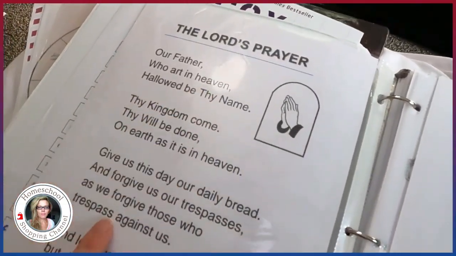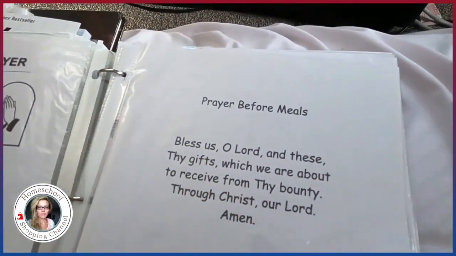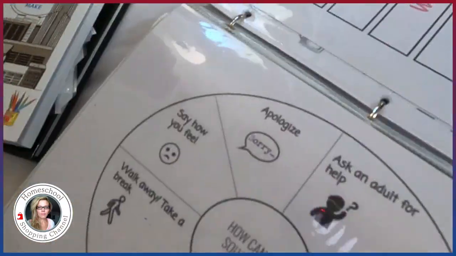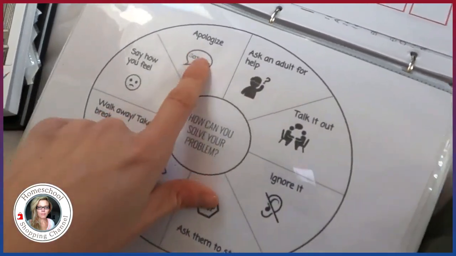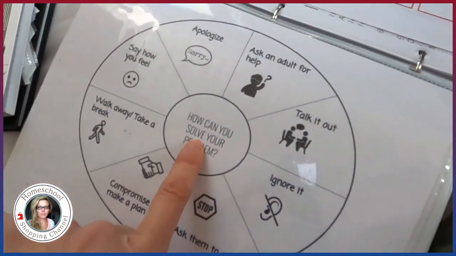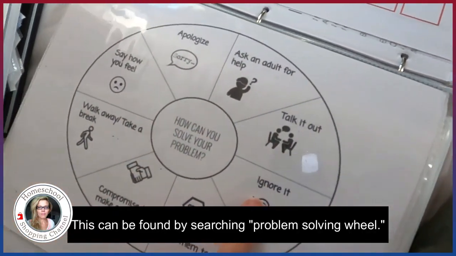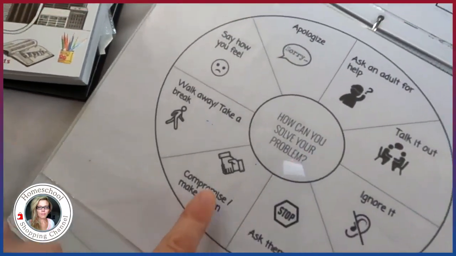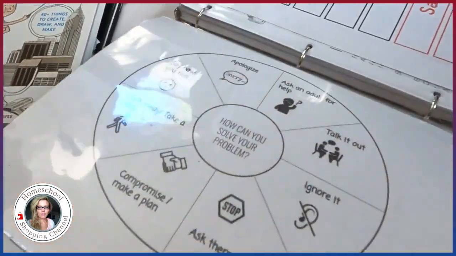So this is the Lord's Prayer that we are working on. This is the prayer before meals that we're going to work on. And this is right here, and I have another version of it in the grade 1 book. But basically, this is how can you solve your problem? You can apologize, ask an adult for help, talk it out, ignore it, ask them to stop, compromise and make a plan, walk away and take a breath, and say how you feel. So these are just some things we are discussing.